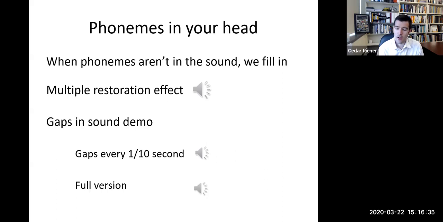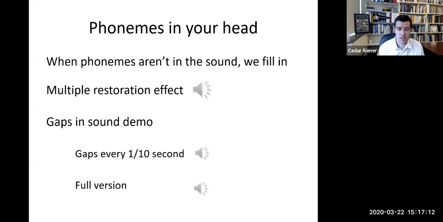Okay, so I'm going to start with the multiple restoration effect. This is an example where I'm going to play a sentence that has been digitally doctored to remove, I think, every tenth of a second. You're going to hear the sentence repeated a number of times, and as it's repeated, they're going to fill in those gaps of silence. There's silence inserted every tenth of a second, for a tenth of a second.